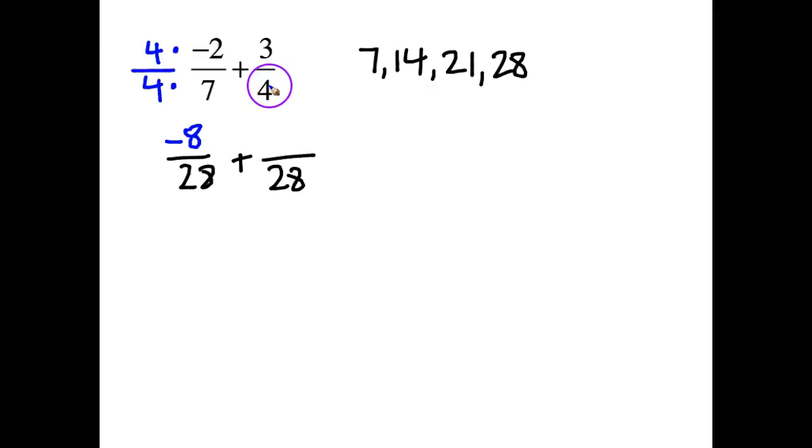Same thing here. 4 times what will give you a 28? You're going to have to multiply by 7. But once again, not only are you multiplying the denominator by 7, you have to multiply the numerator by 7. So 3 times 7 is 21.